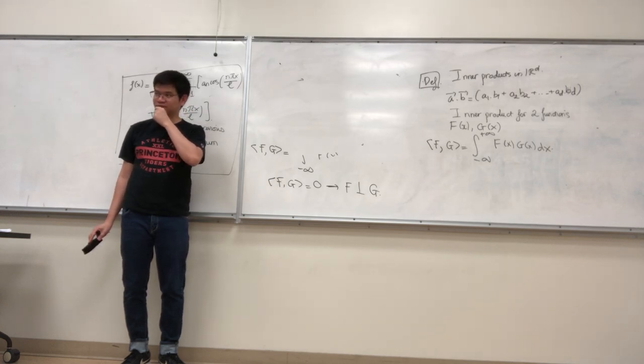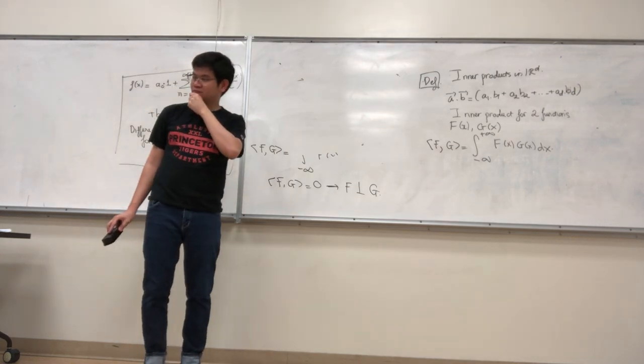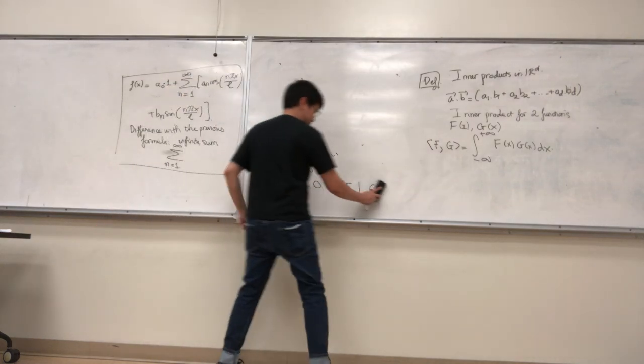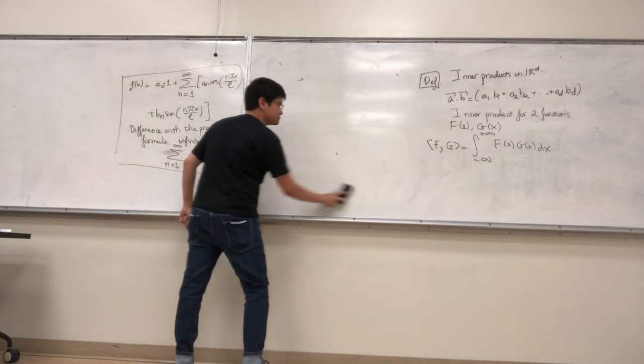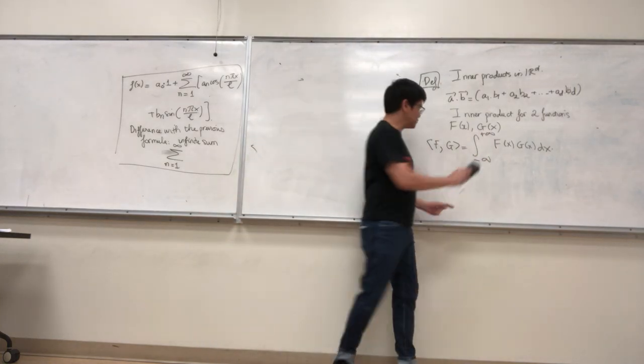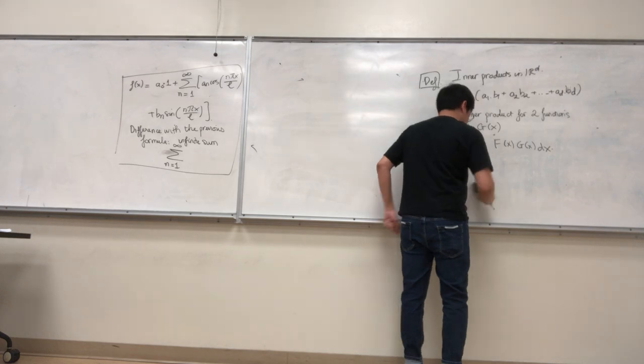Okay. So are we using f and g as different aspects of the same function here? I'm going to give you one example. Because we are considering a period of length 2L, let us restrict this to minus L to L.